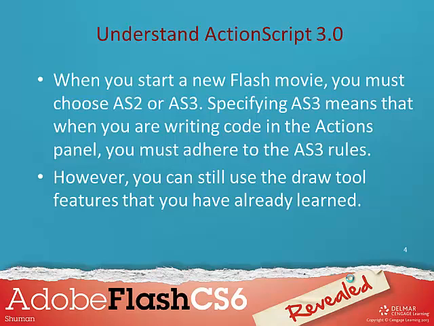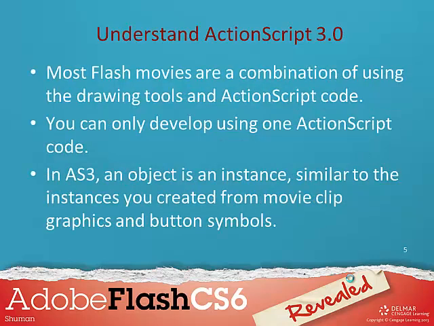When you start a new Flash movie, you must choose either AS2 or AS3. Specifying AS3 means that you are writing code in the Actions panel and you must adhere to AS3 rules. However, you can still use the draw tool features that you've already learned. Most Flash movies are a combination of using the drawing tools and ActionScript code. You can only develop using one ActionScript version. And in AS3, an object is an instance similar to the instances you created with movie clip, graphics and button symbols.